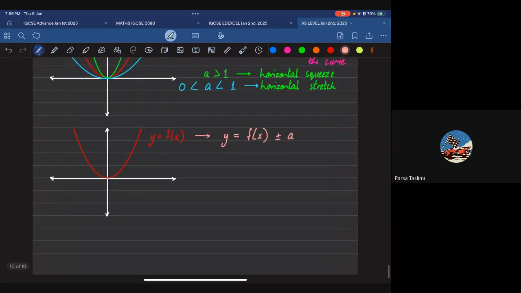When that happens, you've got two scenarios again. When you add or subtract something to the entire equation, it's going to be movement along the y-axis. So it's going to be movement along the y-axis.